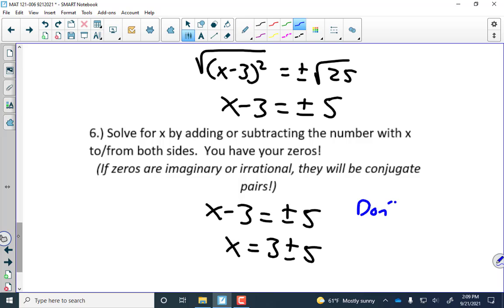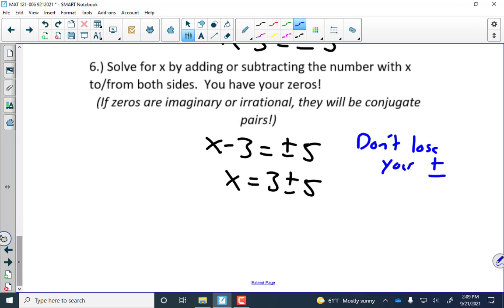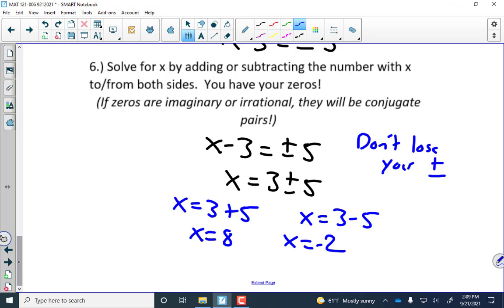Don't lose your plus or minus on that number on the other side, because we still need that to get our 2 answers, because we actually have 2 answers here. We have x equals 3 plus 5 and x equals 3 minus 5. So we have x equals 8 and x equals negative 2. And those, everyone, are our zeros.